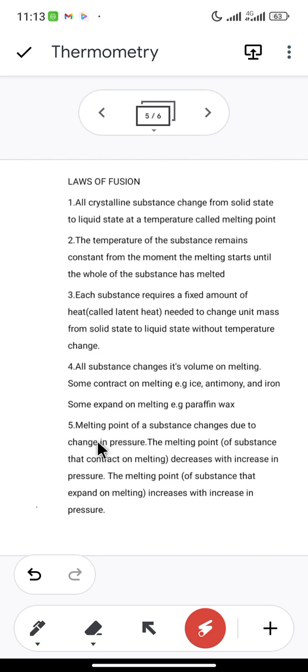Now we go to the fifth one. Melting point of a substance changes due to change in pressure. The melting point of a substance can change, you understand, due to pressure. So the melting point of substances that contract on melting, that's ice, antimony, and iron, decreases with increase in pressure. So when you are increasing the pressure, their melting point is decreasing, and vice versa. Then the melting point of those that expand on melting, like paraffin wax, increases with increase in pressure. That's as pressure is increasing, their melting point is increasing. As pressure is reducing, their melting point is reducing. That's basically it.